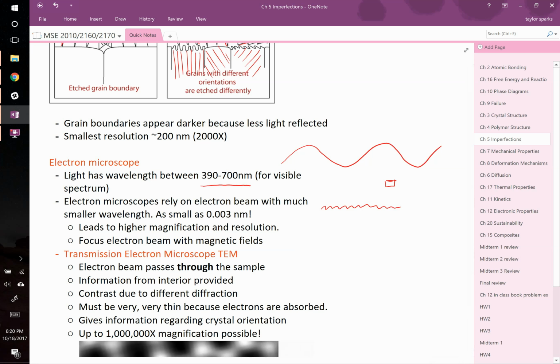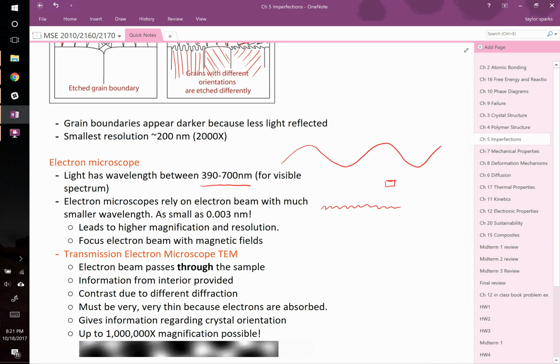Instead of using visible light like photons, they use electrons. And they accelerate electrons to such a speed that their wavelength becomes very, very small. It becomes small enough that you can visualize very small objects. So for example, the wavelength of some of these electrons is as small as 0.003 nanometers. So extremely small, 3 picometers. Right? Because of the small wavelength, we can achieve extremely high magnifications and resolutions.